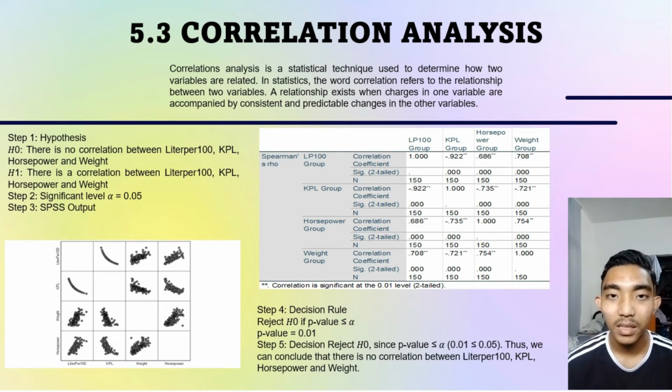5.3 Correlation Analysis. Correlation analysis is a statistical technique used to determine how two variables are related. In statistics, the word correlation refers to the relationship between two variables. A relationship exists when changes in one variable are accompanied by consistent and predictable change in the other variables.